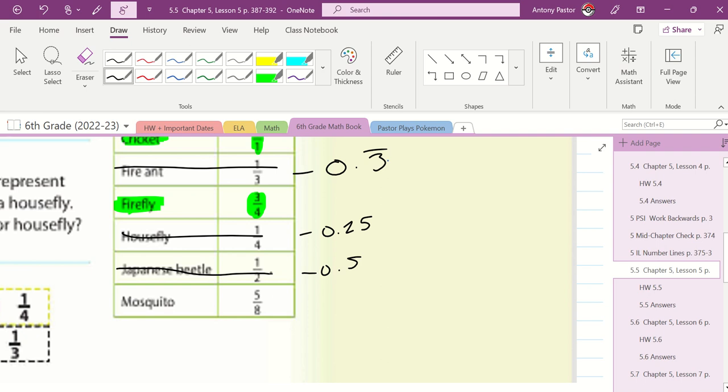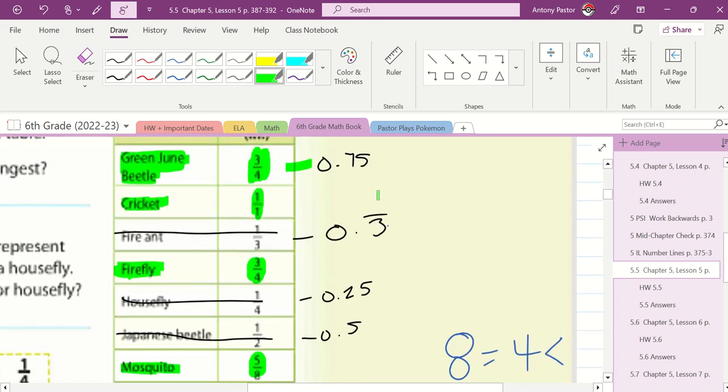And then finally, mosquito is 5/8. Again, half of 8. We look at the denominator. Half of 8 would equal 4. So it needs to be any number bigger than 4. And since 5 is bigger than 4, mosquito will count as well.